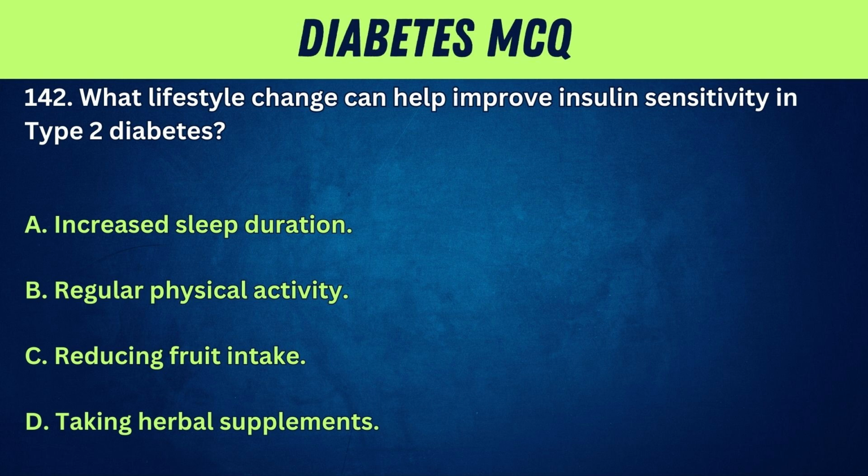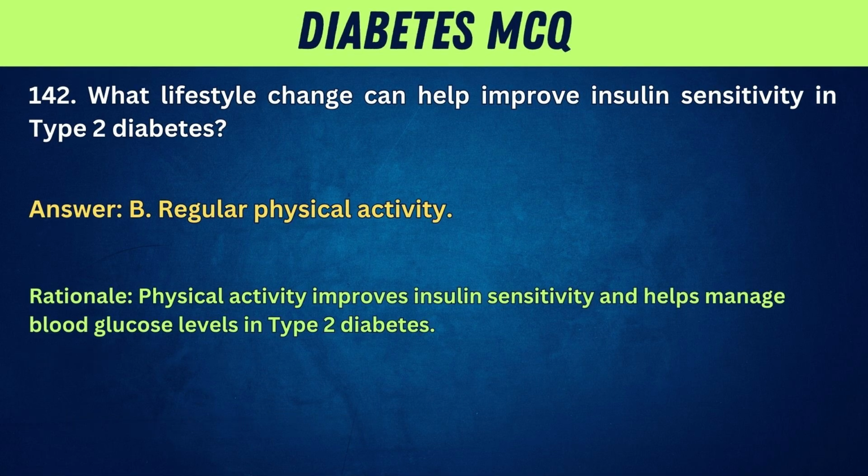142. What lifestyle change can help improve insulin sensitivity in type 2 diabetes? A. Increase sleep duration. B. Regular physical activity. C. Reducing fruit intake. D. Taking herbal supplements. Answer: B. Regular physical activity. Rationale: physical activity improves insulin sensitivity and helps manage blood glucose levels in type 2 diabetes.